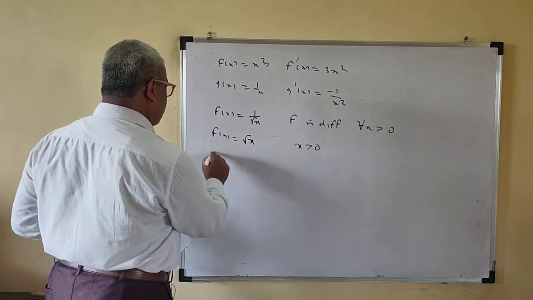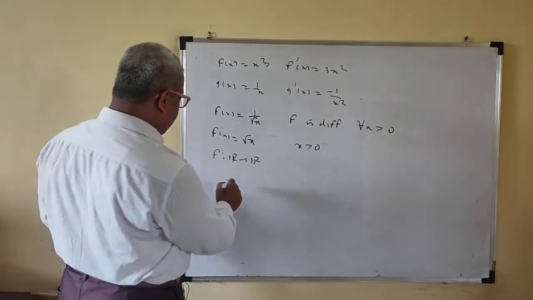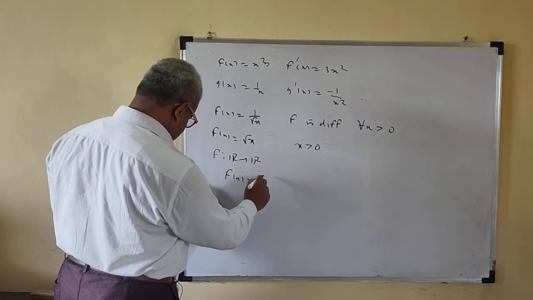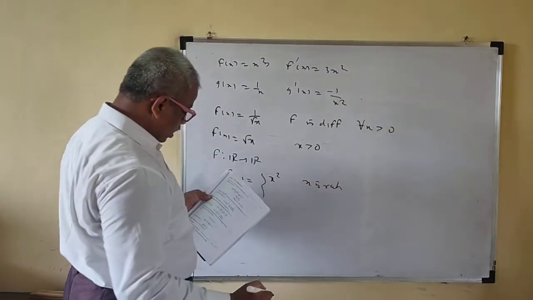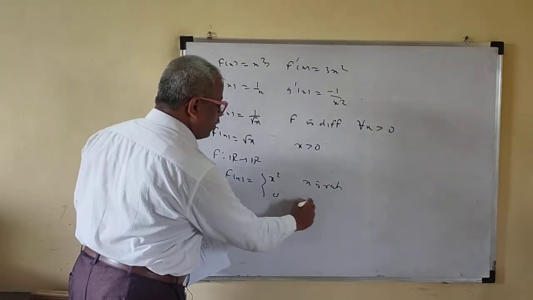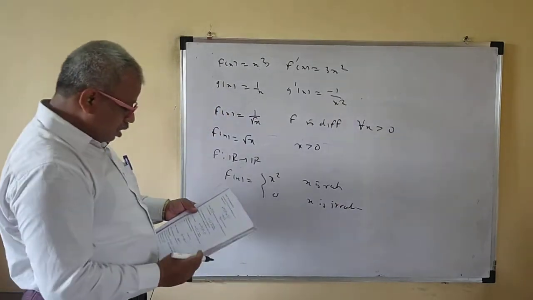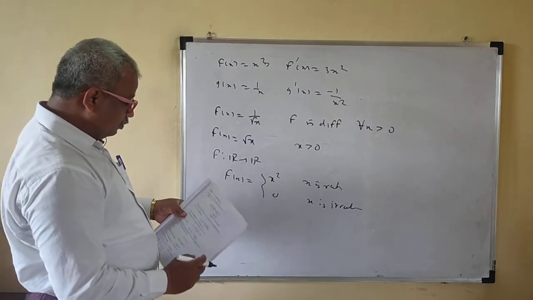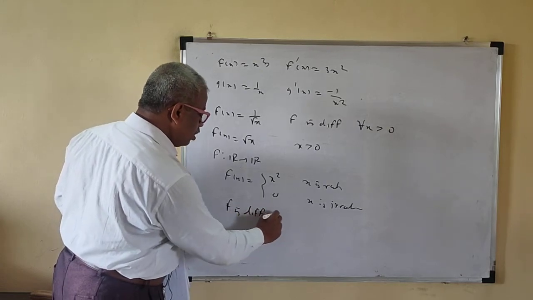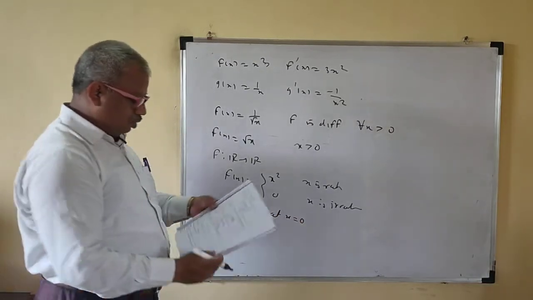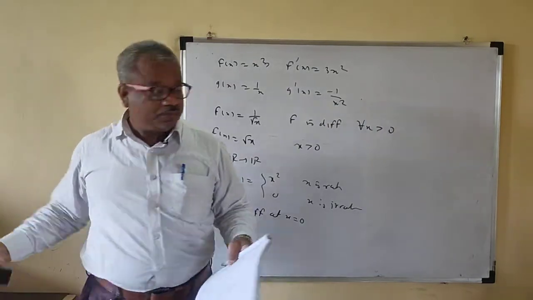Suppose f is from R to R, defined by f of x is equal to x square if x is rational and 0 if x is irrational. Then f is differentiable at x is equal to 0. So note that this f is differentiable at x is equal to 0.